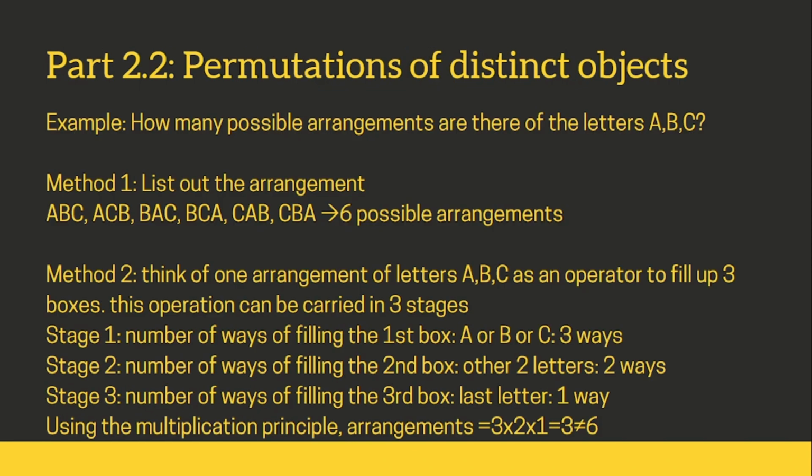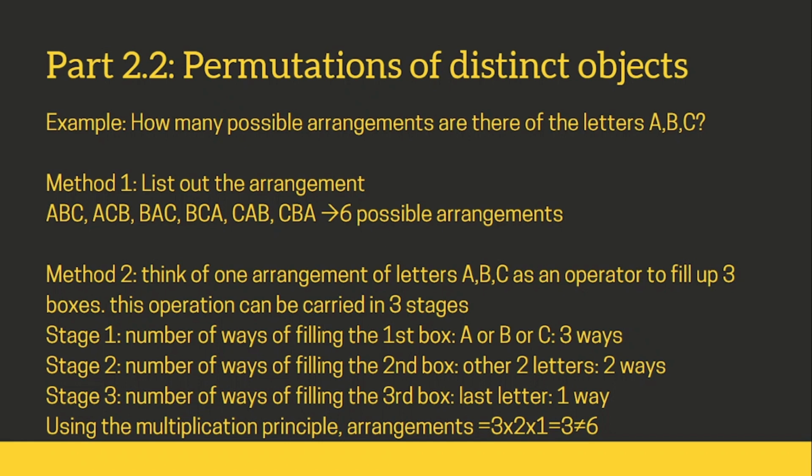The next part will be about permutations of distinct objects. So an example is how many possible arrangements are there of the letters A, B, and C together. So there are 2 methods. The first one is that you just list out the arrangements, which is a correct method in itself, and you can do it. So in this case, you have ABC, ACB, BAC, BCA, CAB, and CBA.